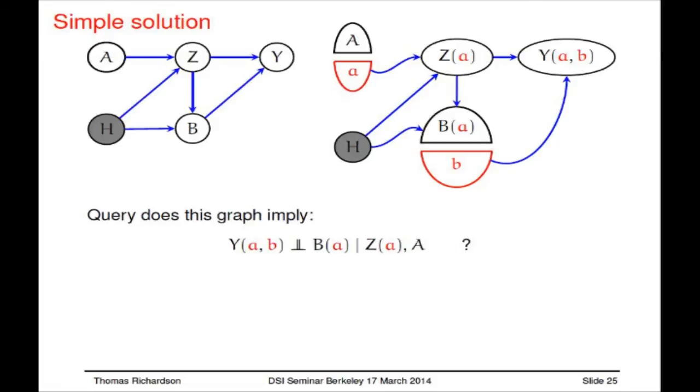Here's how we can solve it. We just apply this slicing technique. Now I've upped the ante a little bit: we're cutting on two variables. So we split on A and we split on B in this way. And then we can read off from the graph that yes, y of AB is d-separated from B of A, conditional on Z of A and A. So we can just read that off using d-separation. We can see that this conditional independence holds.